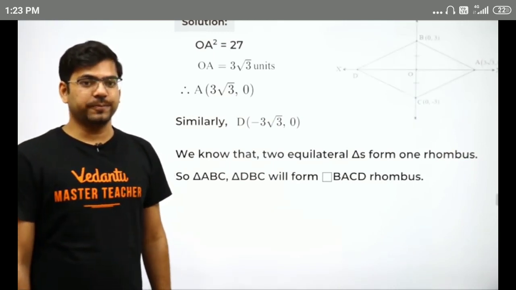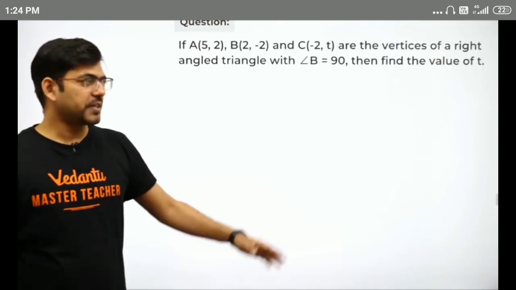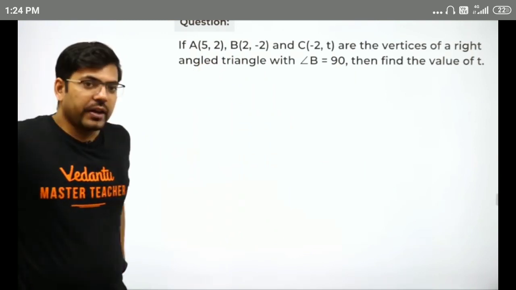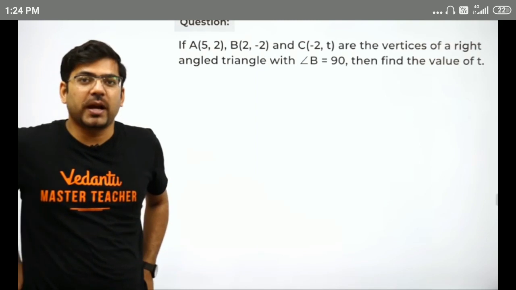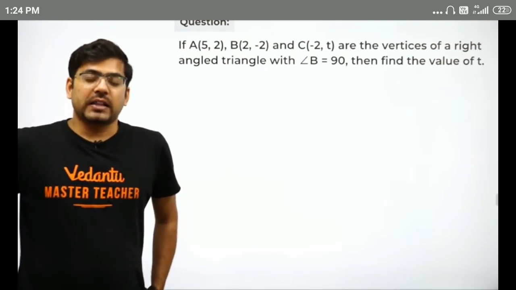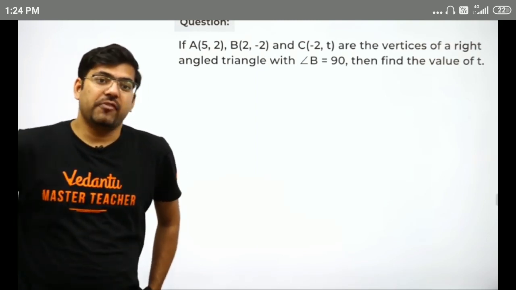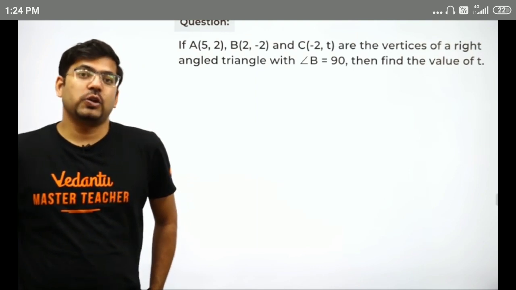Now moving to the next. So here comes the next question. If A(5, 2), B(2, -2), and C(-2, t) are the vertices of a right angle triangle with angle B equal to 90 degree, then find the value of t.